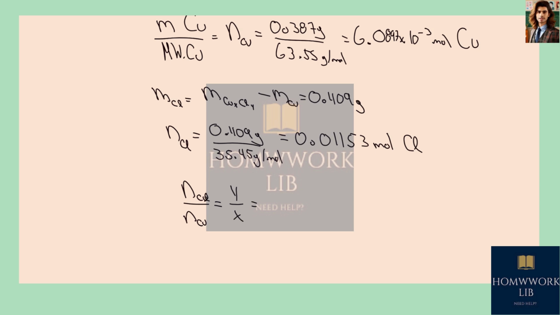So after doing this division, we're going to get over here 0.01153 mole divided by 6.0897 times 10 to the minus 3 mole. This is going to give us 1.9. So the ratio is going to be almost equal to 2.